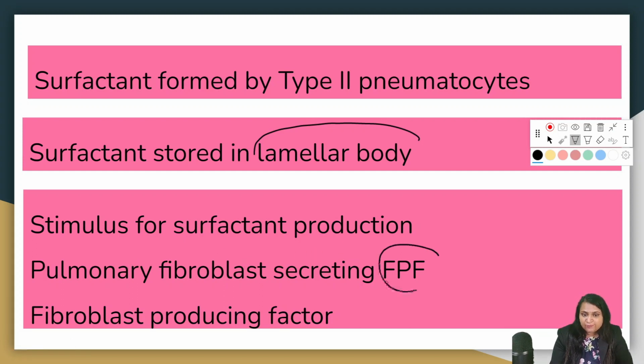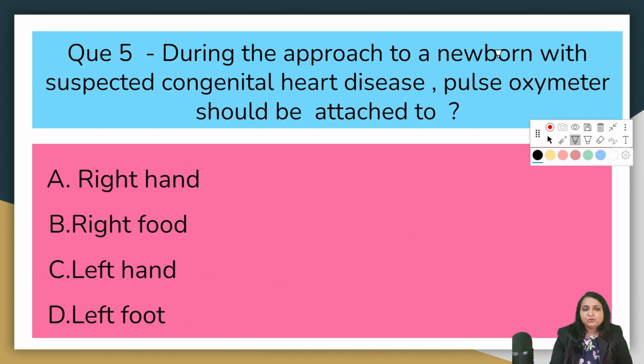Now FPF stands for fibroblast producing factor. During the approach to a newborn with suspected congenital heart disease, a pulse oximeter should be attached to.